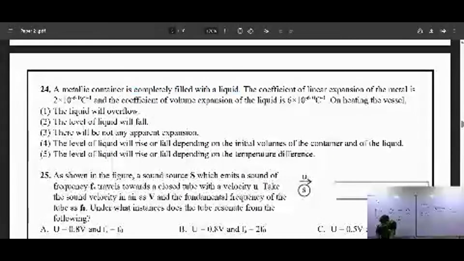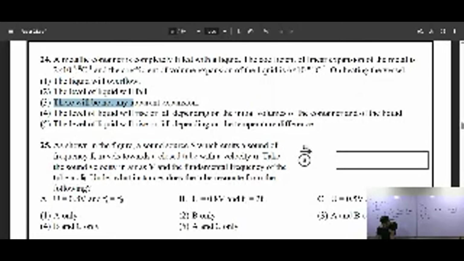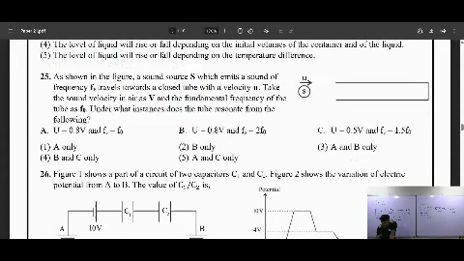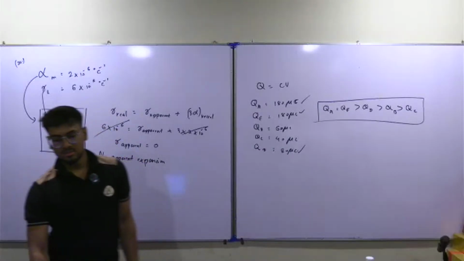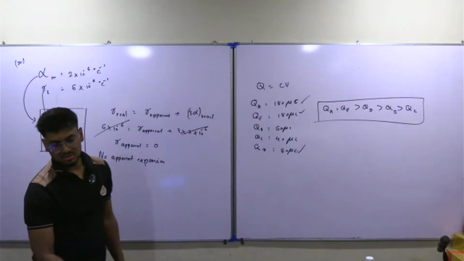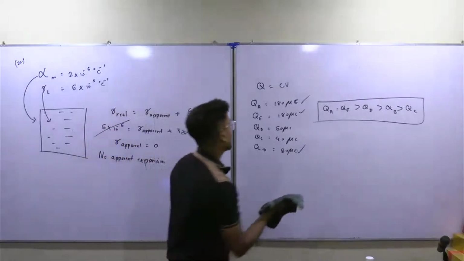The question answer is: is there any apparent expansion? There will not be any apparent expansion. The third one is the answer. Right? If you need anything.